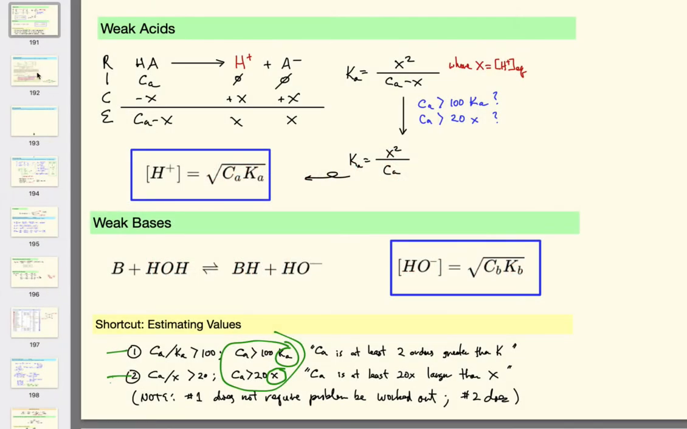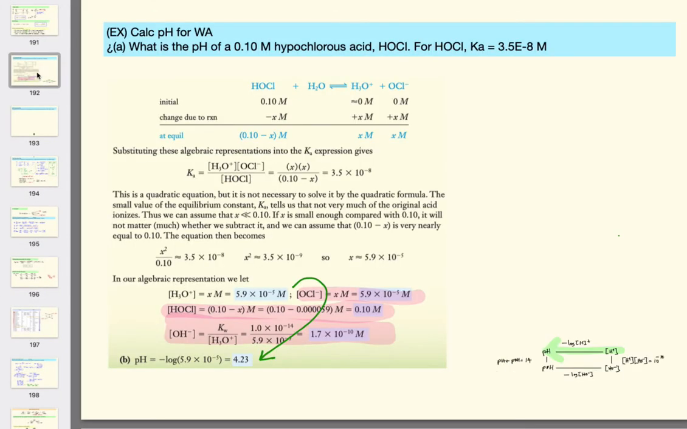So let's see what this looks like in the form of a problem. Here's one taken out of a textbook, and I want you to see what it normally looks like. These types of problems, when they're not using the shortcut. What you can see here, you can see the RICE. That's the first thing. That's typically how these are worked. Okay, so let's kind of dissect this one.